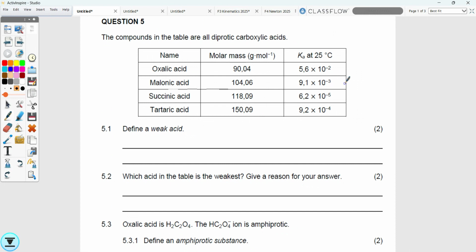Reason for your answer. Yes, Aidan. And there is a third one with the 6.2 times 10 to the minus 5. Succinic acid now. Okay, so he's saying that it's this one, 6.2 times 10 to the minus 5. However you say that, succinic acid. Does it matter that I can't even say that word? It really doesn't matter because it's all irrelevant.